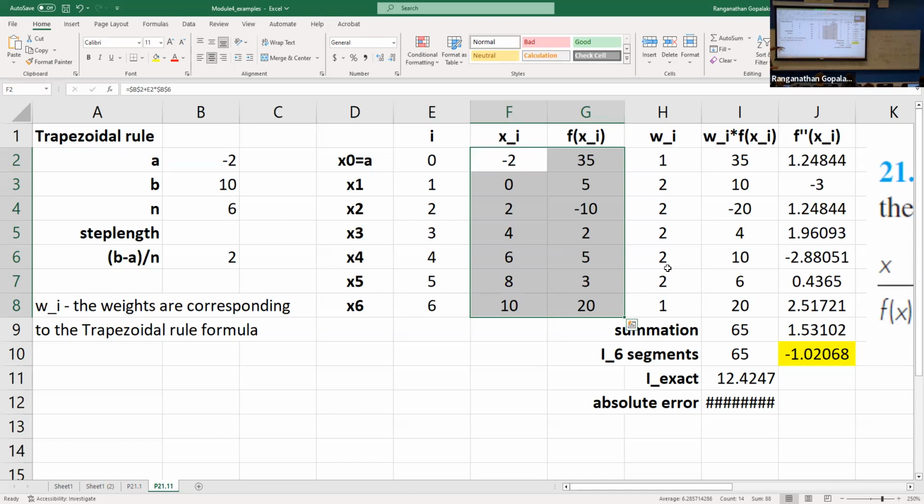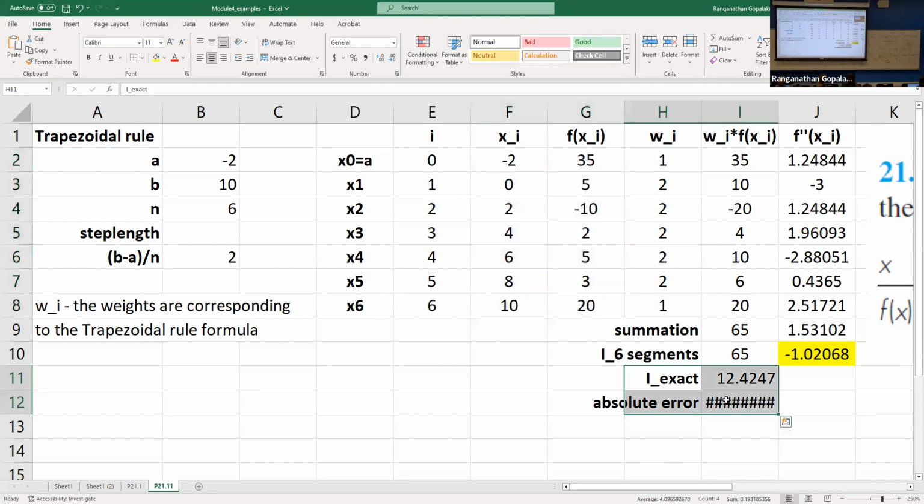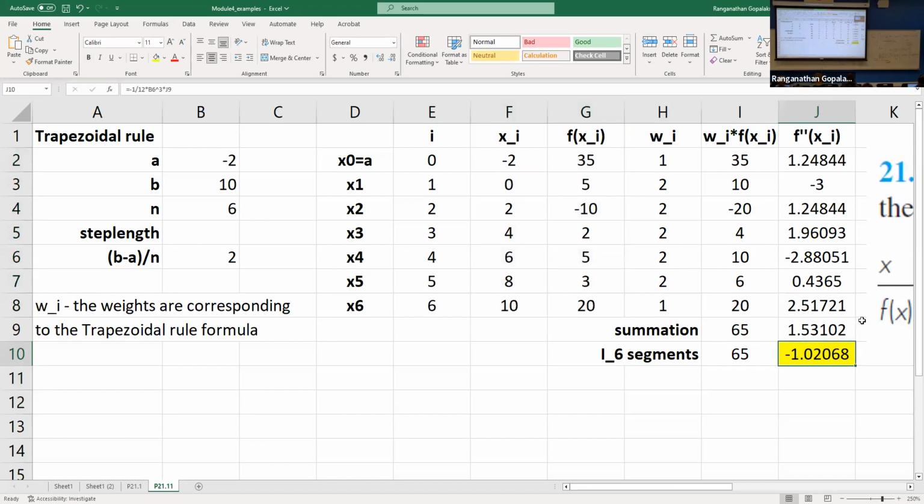So now I computed the summation, and then I have to multiply it by this factor, b minus a divided by n times 2, where step length happens to be 2, so they just cancel out, half and 2 cancel out. So my I6 is also 65. Okay. There is no exact answer here, we don't know, so we can't do this. Here's an interesting problem where you are asked to compute or estimate the error.